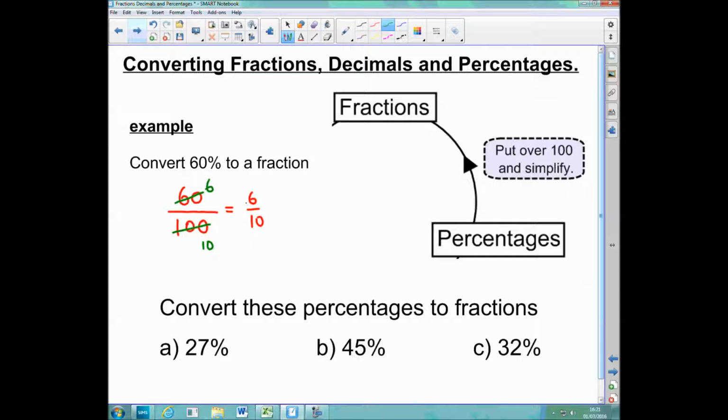So 6 divided by 2 is 3. 10 divided by 2 is 5. So again, I'm going to write my new fraction out nice and neatly, 3/5. I'm just going to make sure that I can't simplify that anymore, which I can't, so that is my fraction. So 60% is the same as 3/5. Okay, have a go at these percentages down the bottom. Remember to simplify where you can, and then we'll go through the answers in a little bit.